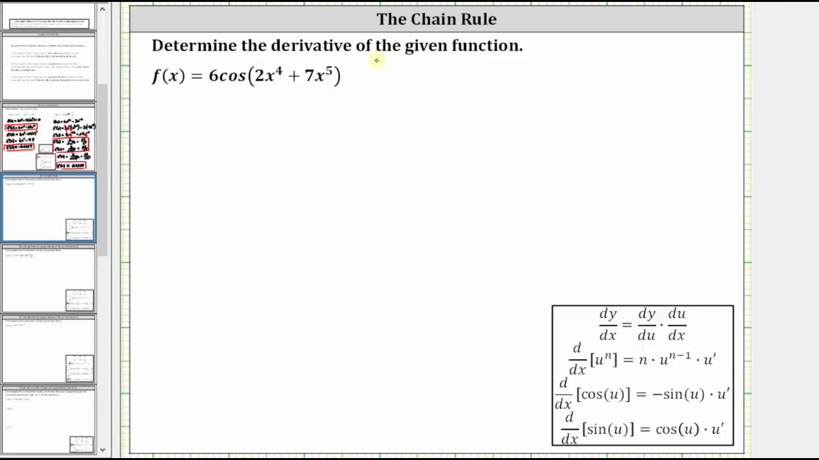We're asked to determine the derivative of the given function. We have f of x equals 6 times cosine of 2x to the fourth plus 7x to the fifth. The first thing to recognize here is that we do have a composition of functions, and therefore the derivative will require the chain rule.